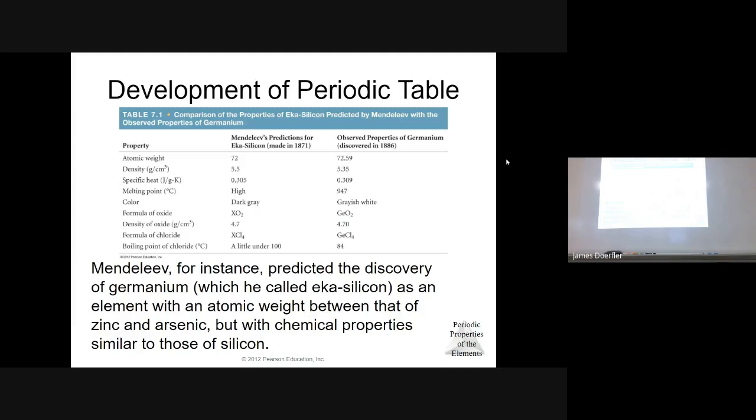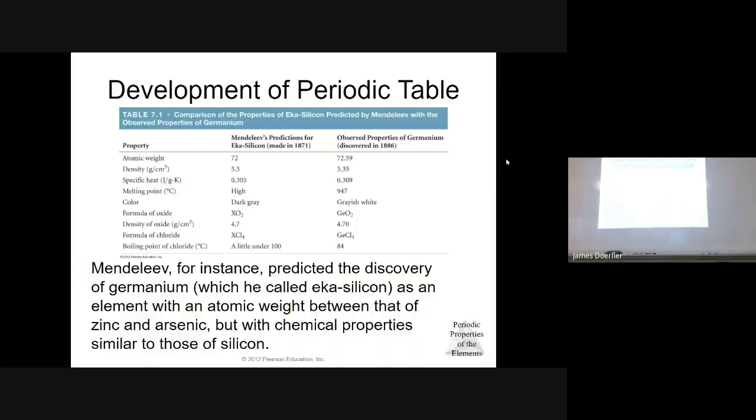So his development is what allowed us to make predictions. And that's what we can do with this table still. Even though we've got these 118 known elements, we could still, maybe not necessarily make predictions, but make statements about properties of a particular atom simply based off where they're located in the periodic table.